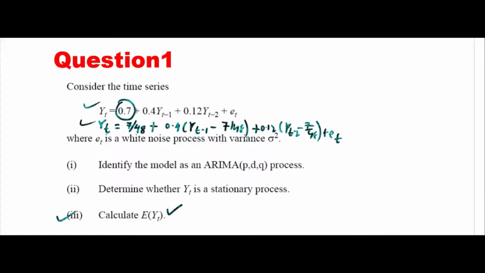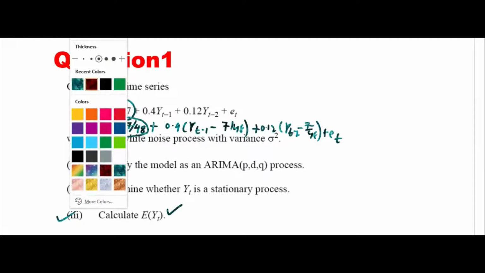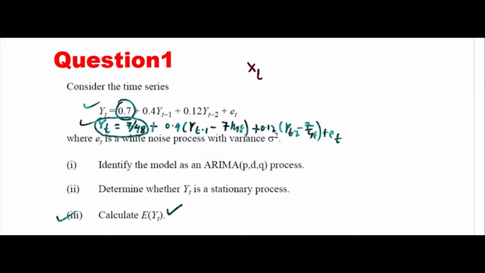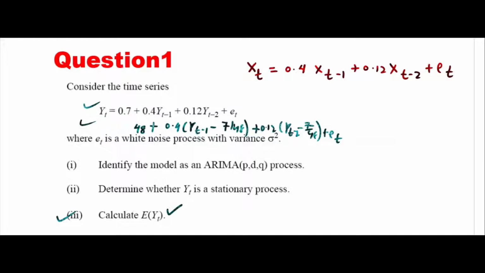So what I need to do is change to xt. Yt minus 7 by 48 will be my xt. So my new equation will be xt equal to 0.4 xt minus 1 plus 0.12 xt minus 2 plus et. I can turn it this way. While changing to this form, remember, you don't need this 0.7, but mu is not 0.7. That is what you need to remember.